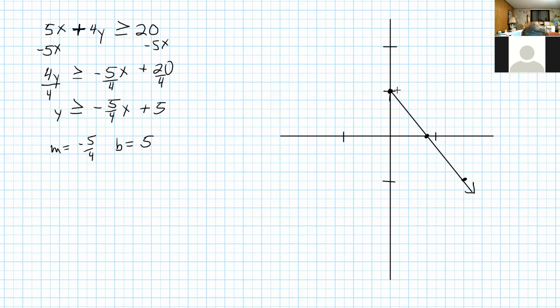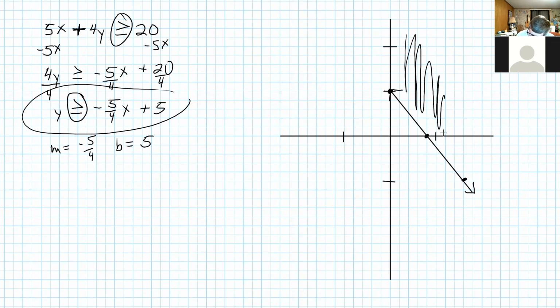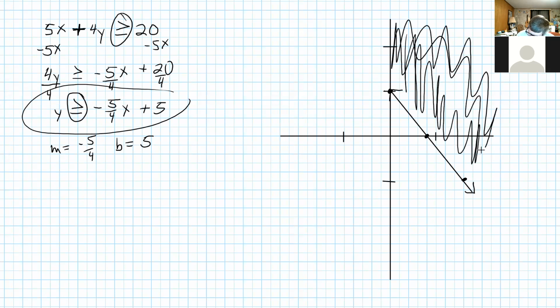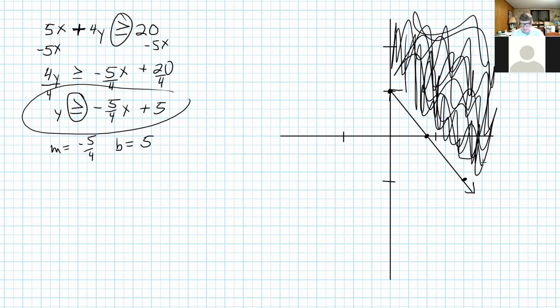But I need to consider, is the line solid or dotted? Well, because it included the equals, it includes a solid line. If it just had greater than or less than, it would be a dotted line. Now I need to decide which side of the line it's on. Well, having solved it for y, it says y is greater than or equal to, so it would be above the line. So the solution would be the solid line that I've drawn and everything above it. Any questions about this example?